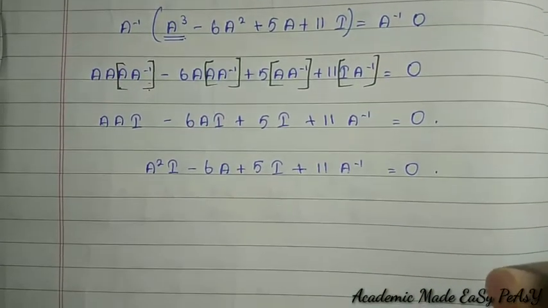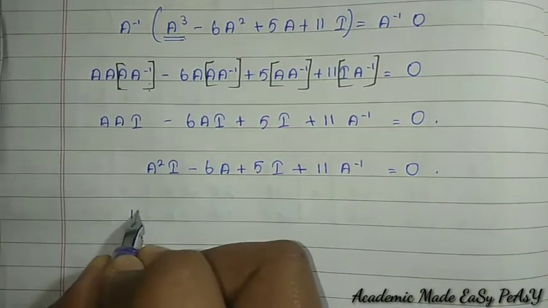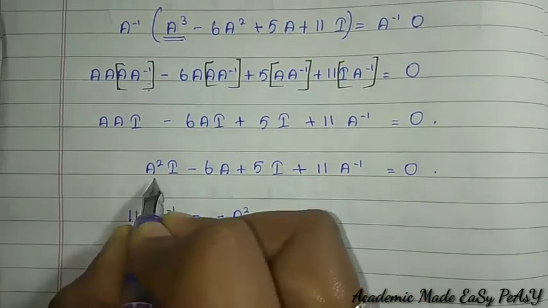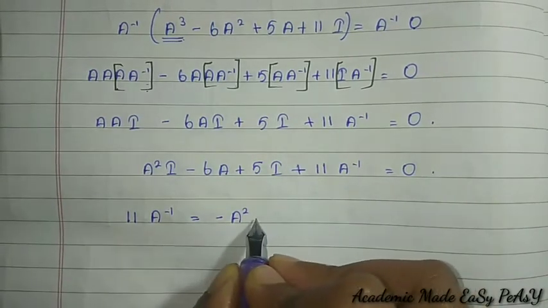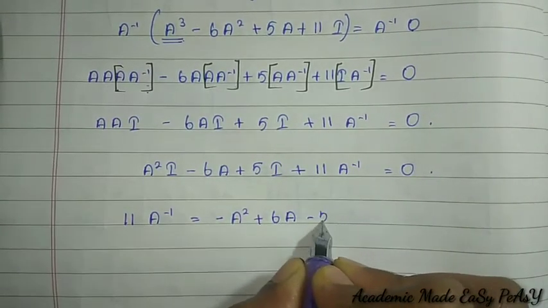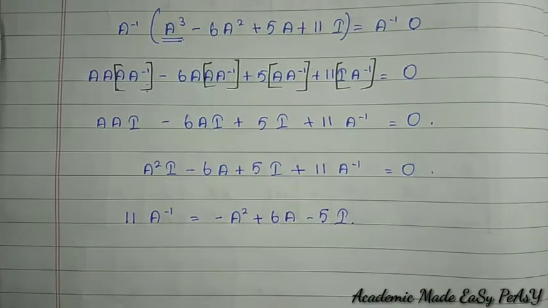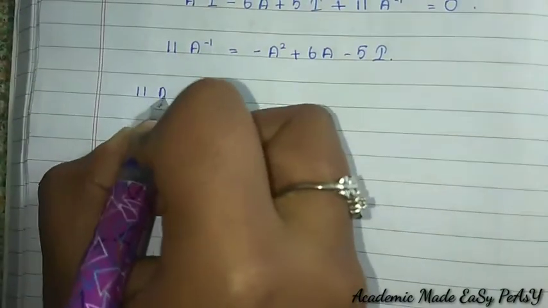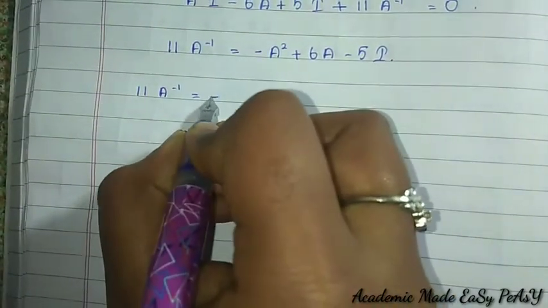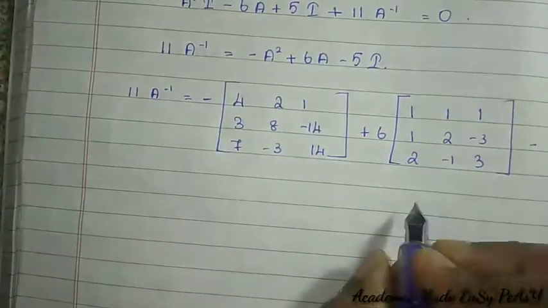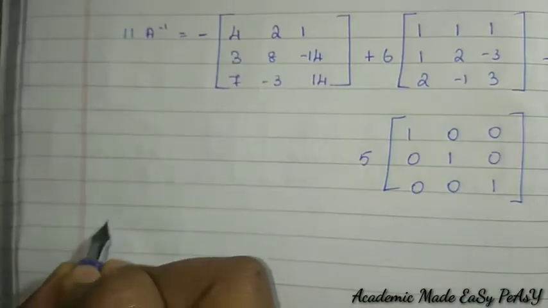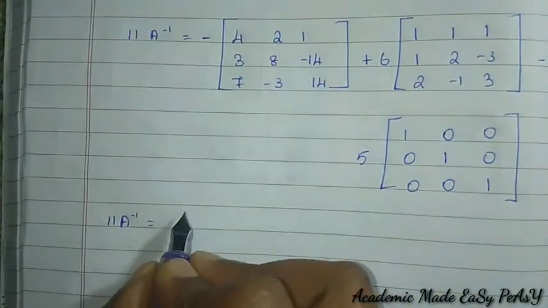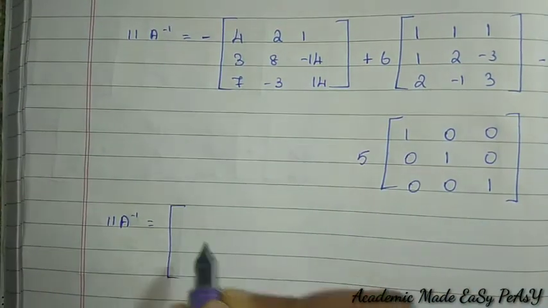Now everything I'm going to take in terms of A inverse. So 11 A inverse is equal to minus A square, A square into I is A square, plus 6A minus 5I. Now I'm going to substitute all the values. So 11 A inverse is equal to minus of what? I will take this minus sign inside.